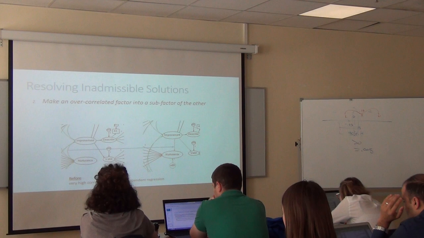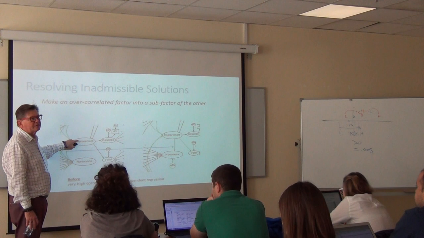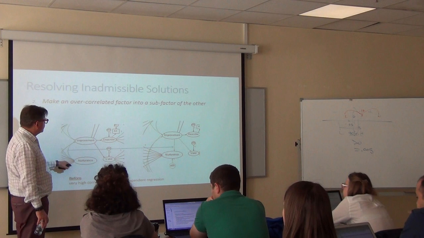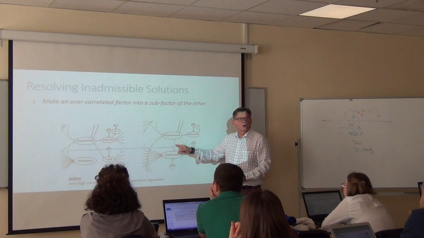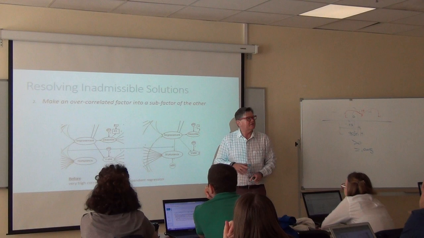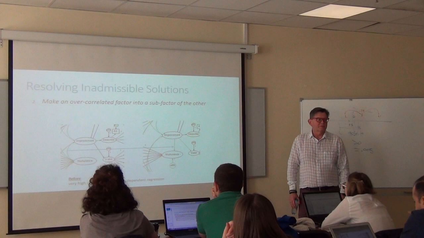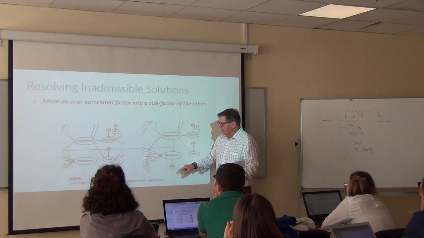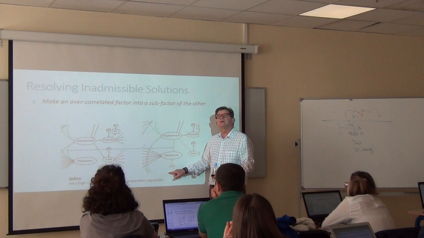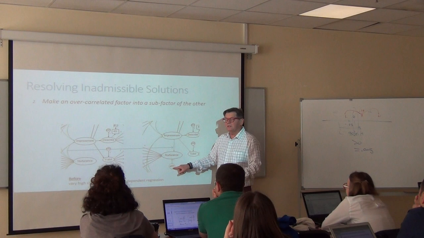Here's another solution. Remember you just saw 0.995 between here and here? So instead of going cancel and move the items, what I did was change a correlation into a regression. These two are almost identical, so this belongs to that. And that changes the model from inadmissible to admissible. Doesn't make it a good solution, it just makes it a legal solution. Okay? So when these are so highly correlated, and now this error will let you see if you've explained more than 100%, because now there's a visible residual that might go below zero.